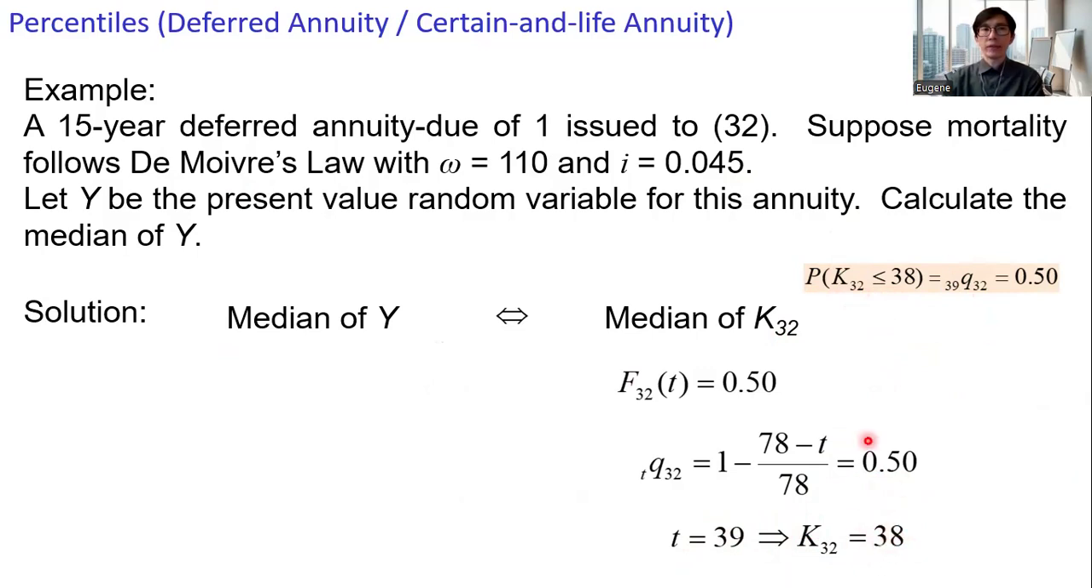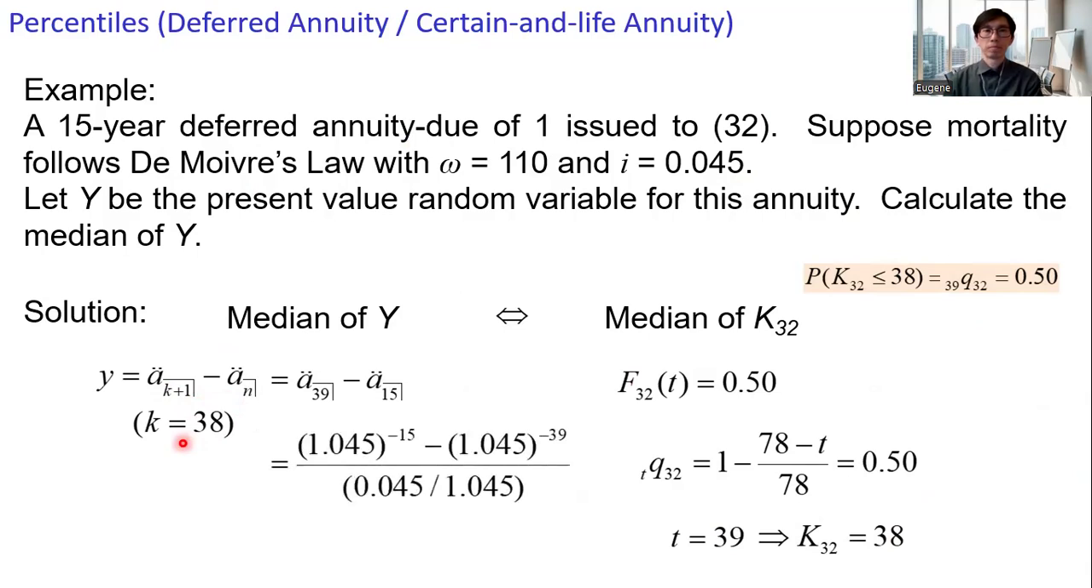Plug this in to get the value for Y. The expression for Y, this is a 15-year deferred annuity due. So we have A double dot angle K plus 1 minus A double dot angle 15. And here K is 38. Upon calculation, we get the answer 7.8272.